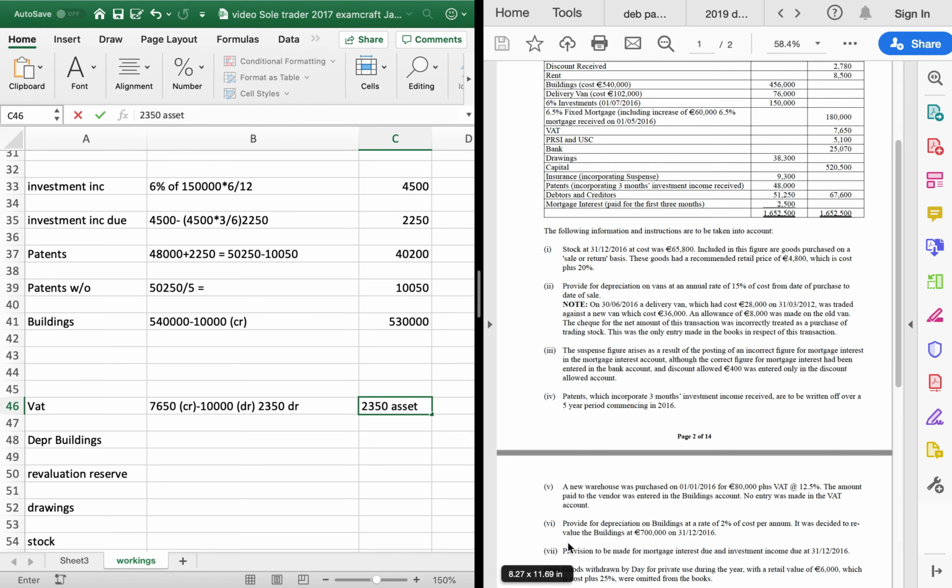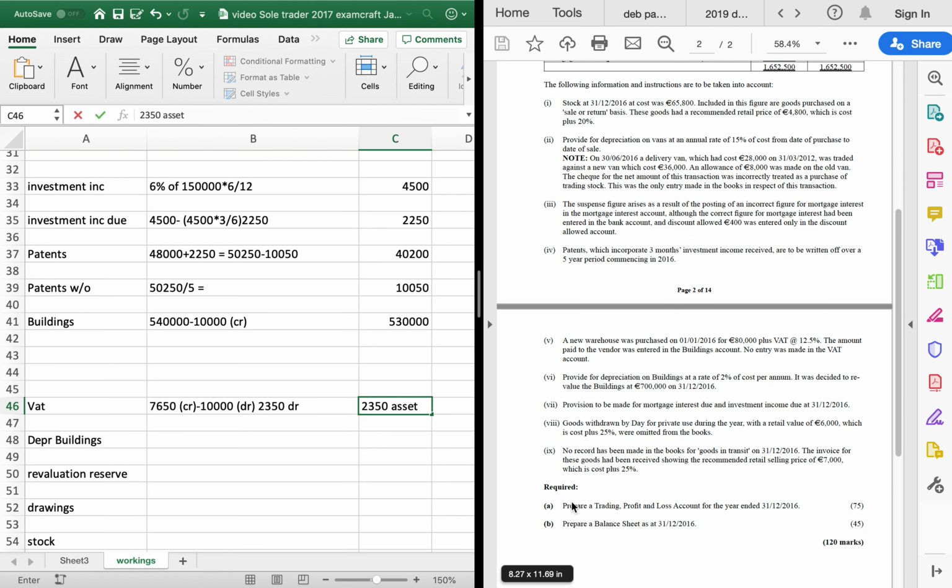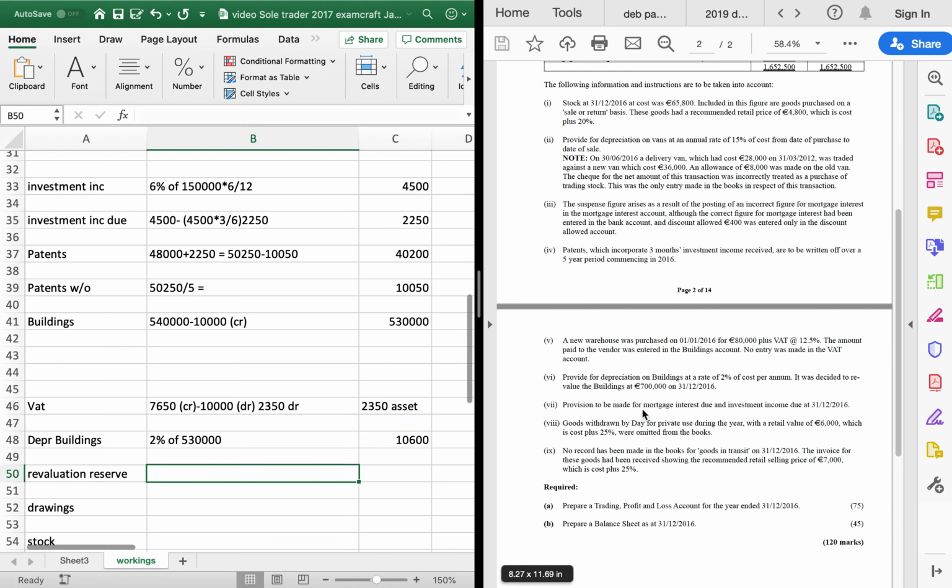Okay, number 6, provide for depreciation on buildings at 2% per annum. So it's 2% of 530, this new figure. So that was the new figure. So that's 10,600. Now, you will either add this 10,600 to accumulated depreciation, or in this case, to the revaluation reserve. So it was decided to revalue buildings to 700,000.